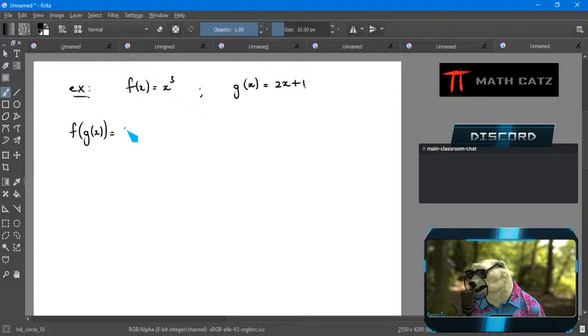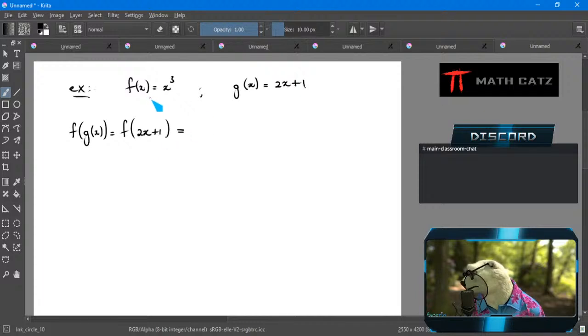It's a two-step process, right? I'm working inside out. So my inside function is applied first before I know what f is working with. I need to see what is inside there. So g happens first. It takes x to 2x plus 1. Then f is now applied to its input of 2x plus 1.